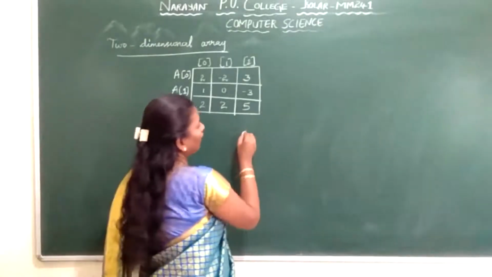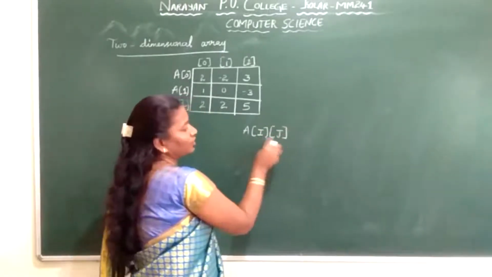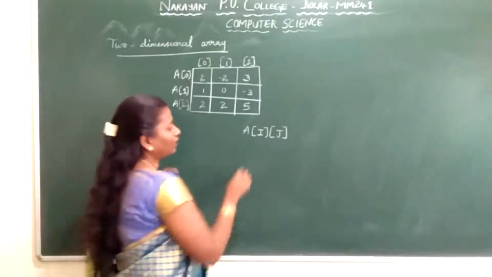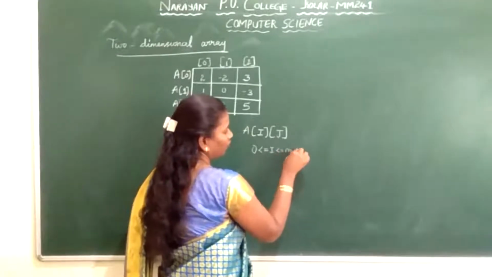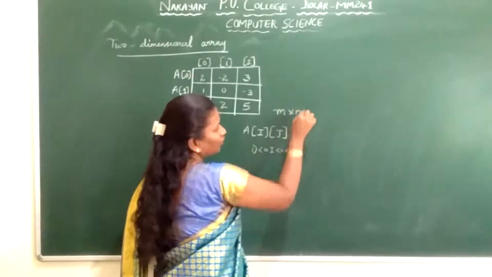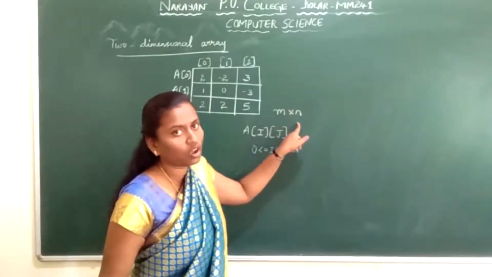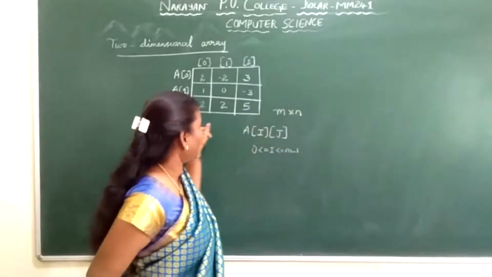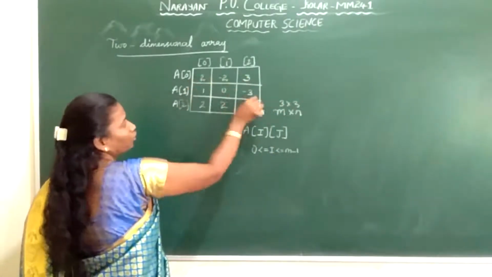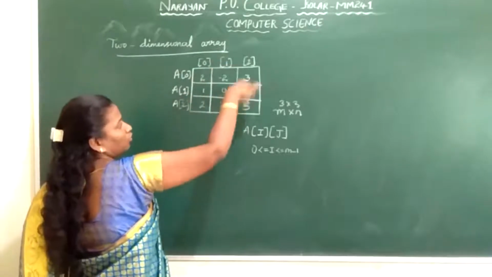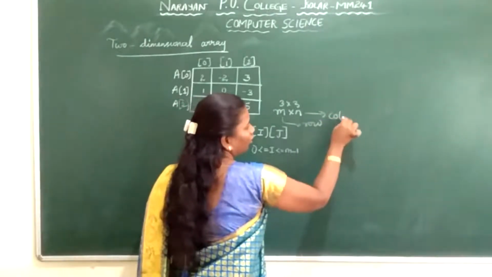A two-dimensional array is A of i, j. It has two subscripts, i and j, where 0 is less than or equal to i, and i is less than or equal to m minus 1. When we talk about a matrix, we talk about m cross n, where m stands for rows and n stands for columns. What is m here? 3. What is n here? 3. How many rows are there? 1, 2, 3. How many columns? 1, 2, 3. So m is your row and n is your column.